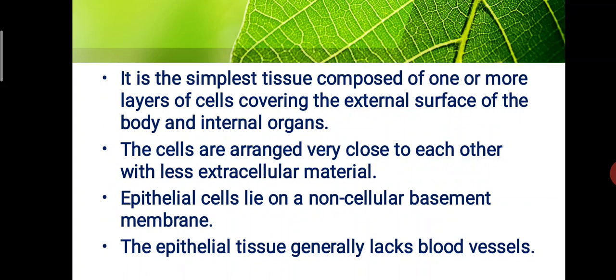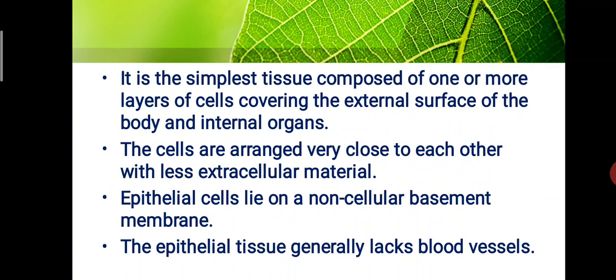The cells are arranged very close to each other with less extracellular material. How are they arranged? They are very closely arranged. These epithelial cells lie on a non-cellular basement membrane. So there will be a membrane which doesn't have any cell, so we call it a non-cellular basement membrane.